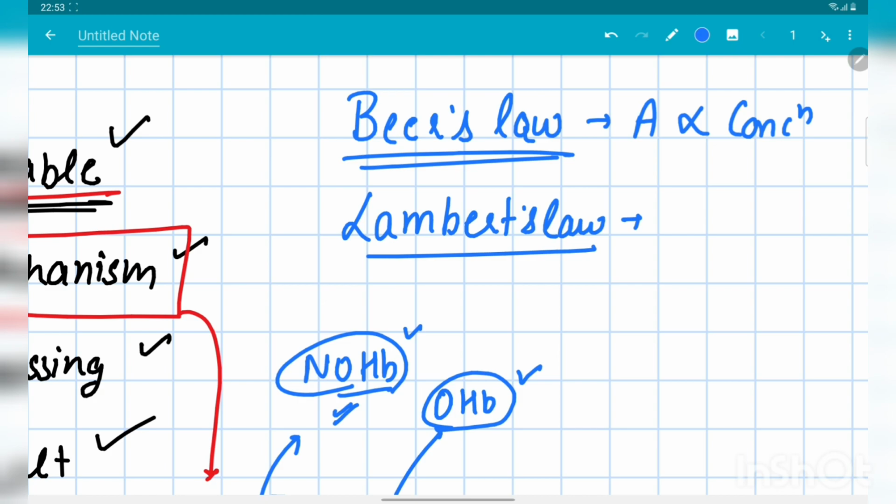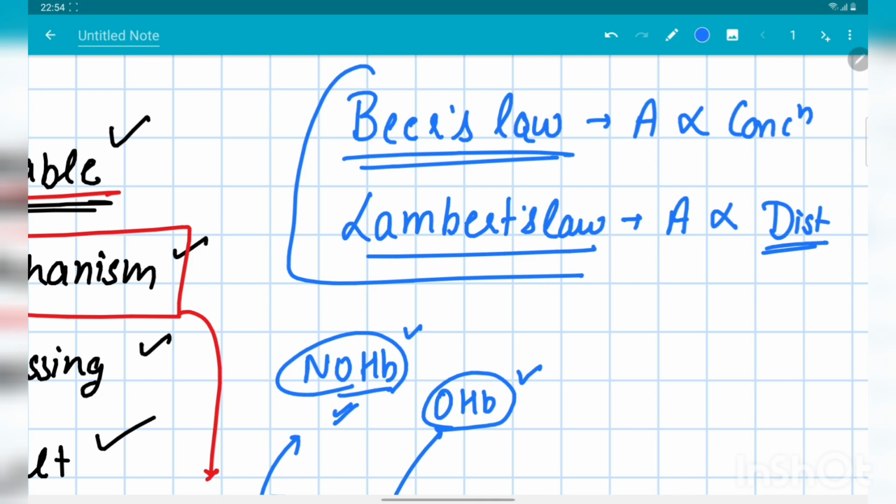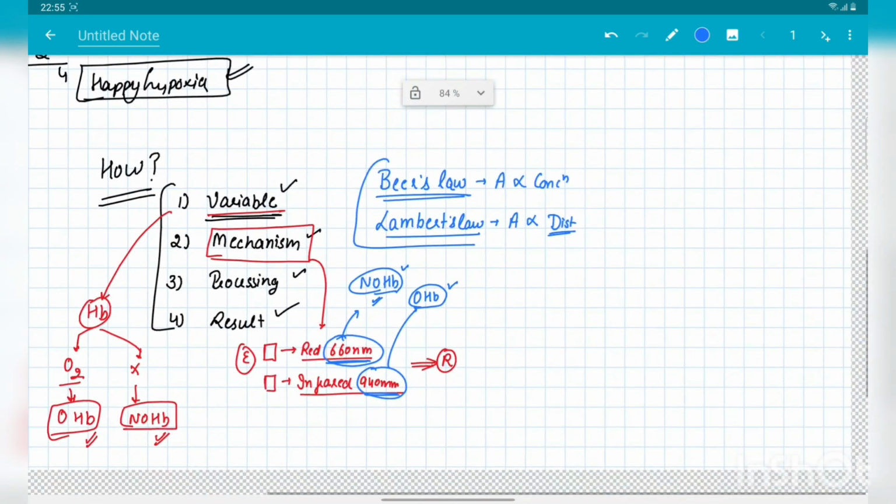What this law states is that absorbance is directly proportional to the distance traveled by the light. So by the use of these two physics laws, Beer's and Lambert's law, we can actually calculate the amount of oxygenated and non-oxygenated hemoglobin. So I think till now you have understood the main principle behind the mechanism of this instrument. But still there is one thing.